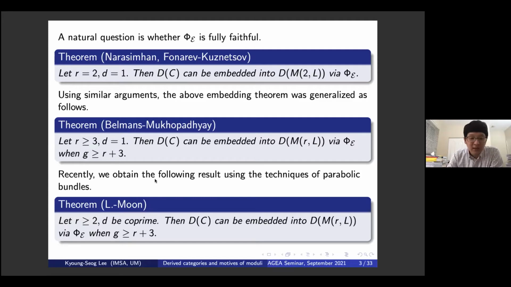Recently, Han-Bon Moon and myself generalized this to arbitrary D. For any R greater than or equal to 2 and D coprime, we prove a similar result: the derived category of the curve can be embedded into the derived category of M via this Fourier-Mukai transform. We use a technique of parabolic bundles to prove this result.